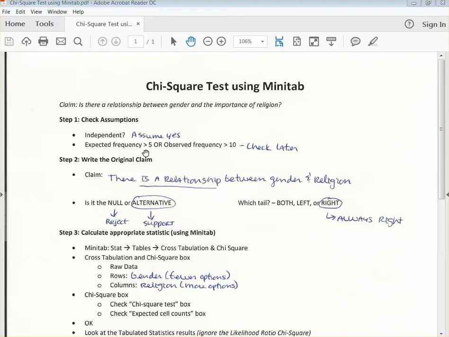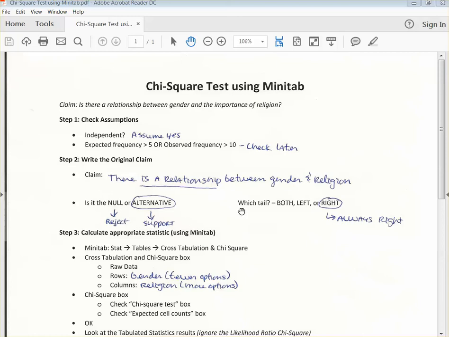Is our expected frequency greater than 5 or observed frequency greater than 10? We're actually going to check this later, so just hold tight for this one. We write the original claim: there is a relationship between gender and religion. Is it the null or alternative? It is the alternative because we're saying there is a relationship. And remember, if it's an alternative, we're going to end up supporting it. If it was null, we would reject.